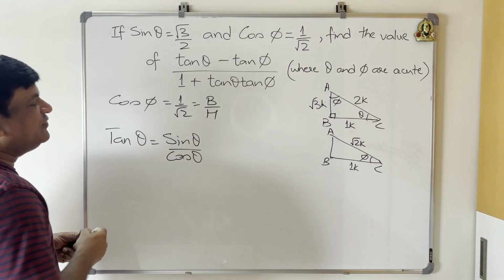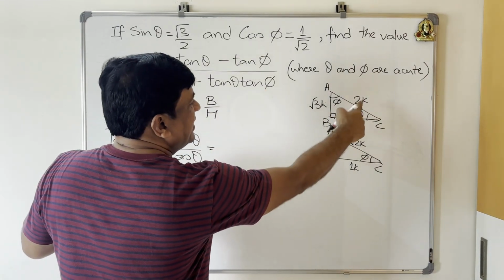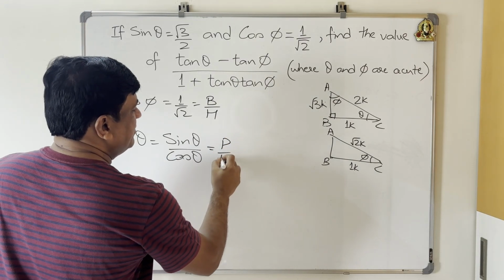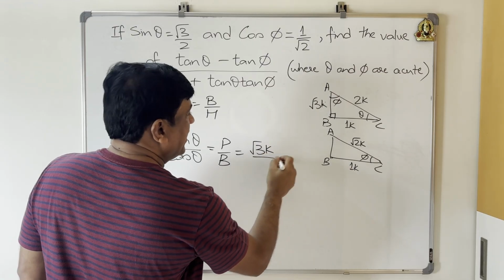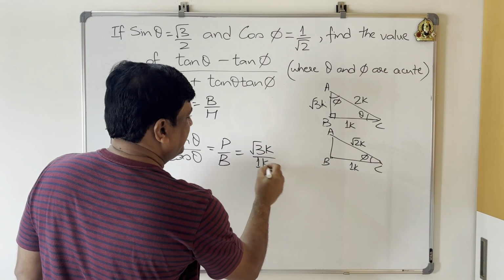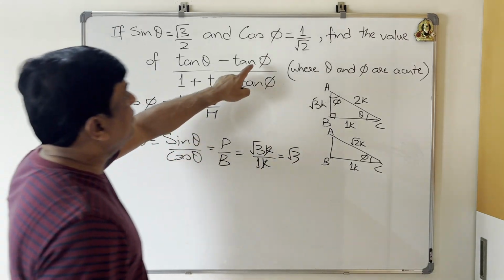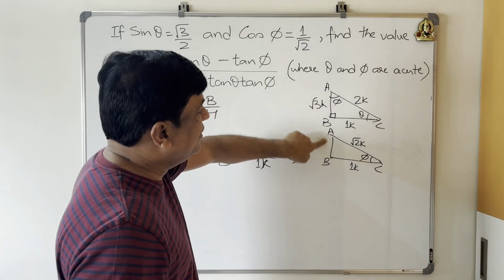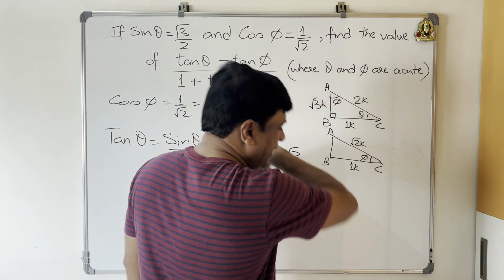Or I am going to directly use the table. What is tan theta? It is nothing but p by b. So what do you have? Root 3k divided by 1k, which is equal to root 3. You got the value of tan theta. Similarly, you need the value of tan phi from this table. So for that, you need the value of this side. That's the reason you need to find that value. Let's go ahead and find it.